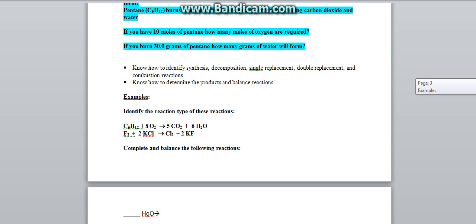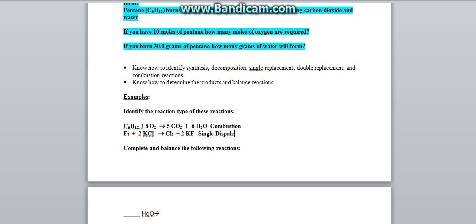Okay. Identify the reaction type of these reactions. I'm going to have an episode in the morning, like 6 in the morning, where I find it and I fix all this stuff. Reaction type. This is combustion, and you could tell because there's carbon dioxide and water. And this is single displacement.